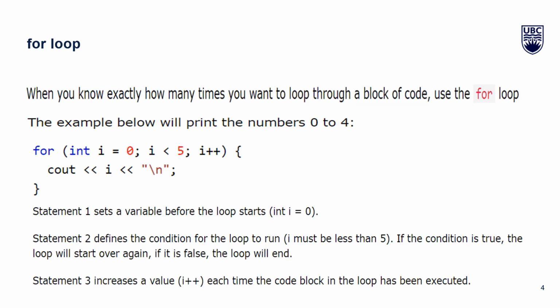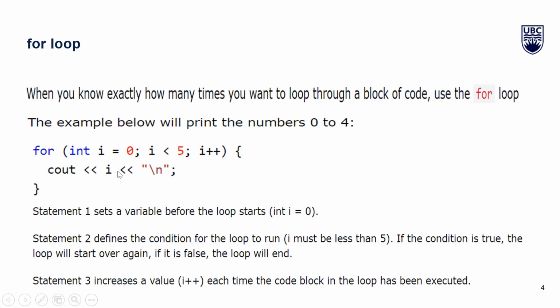The second statement here, I less than 5, is used to define our condition for the loop to run. So I must be less than 5 in order to execute this block of code. If this condition is true, the loop will start over again. If it is false, the loop will end.